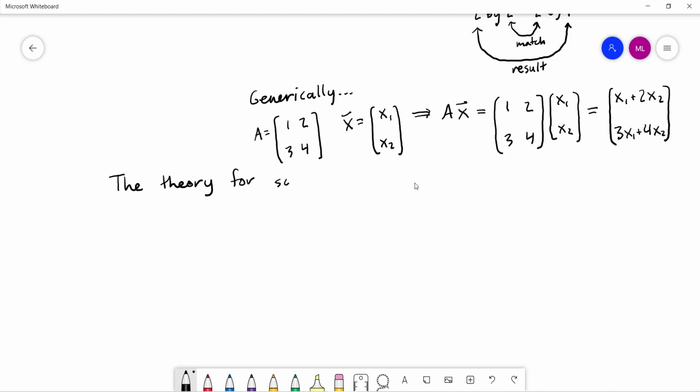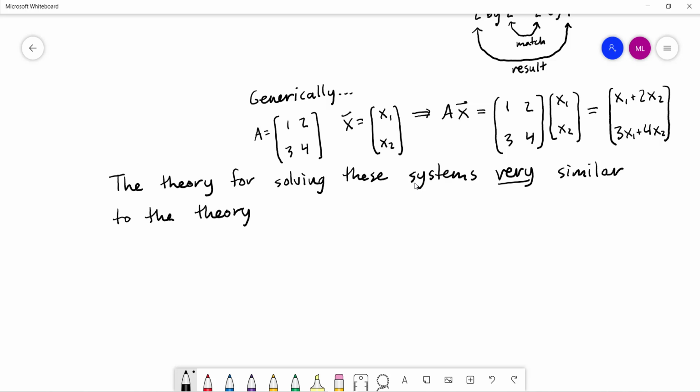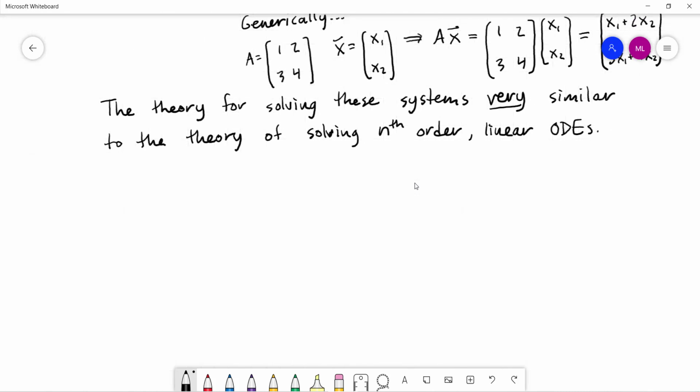So the theory for solving these systems is very similar to the theory that we already covered of solving nth order linear ODEs. So the stuff that we did back in, again, chapter 4. What I mean by this is a couple of the things that we talked about then are going to come back up. So that idea that we had about superposition, you'll recall we talked about superposition.